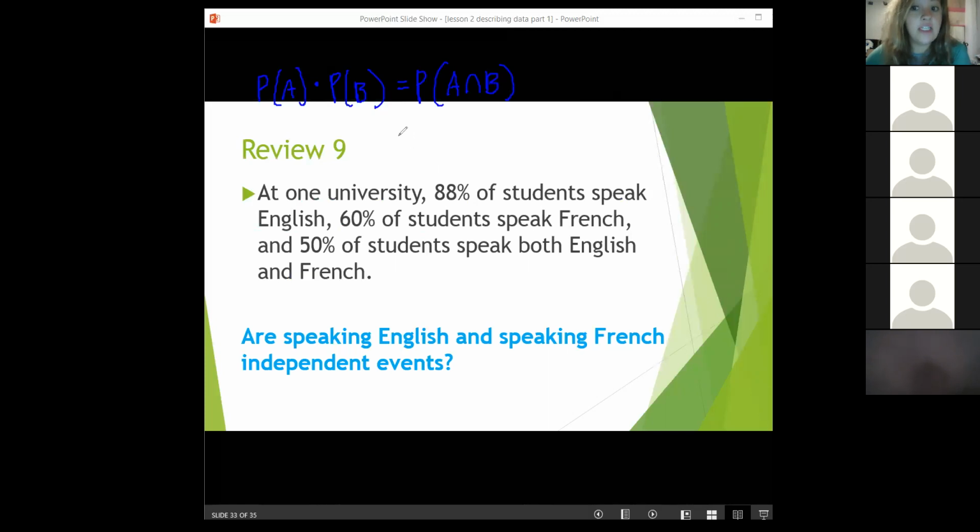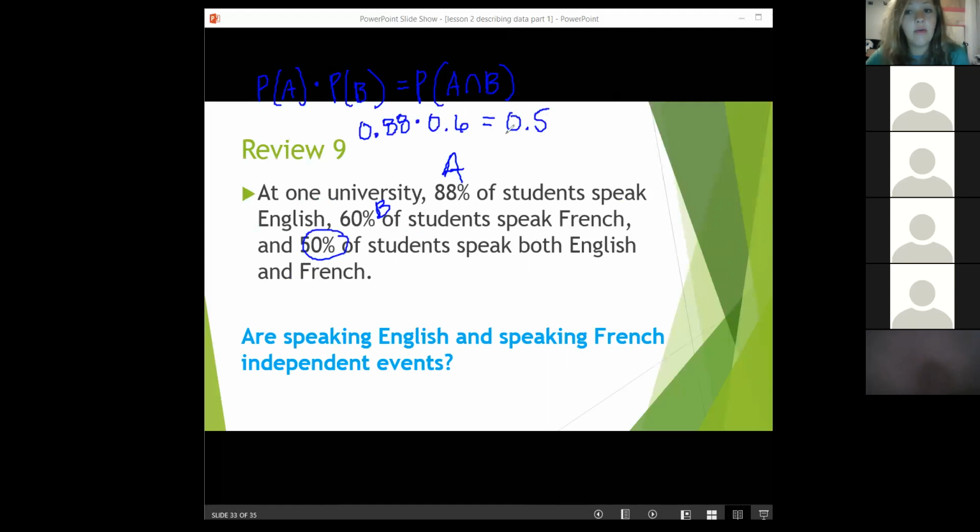Let's say that A is going to be English, and then this 60% is going to be B. So if we were to write that out, it would be 0.88 times 0.6. So that's probability of A times probability of B, which should equal the probability of A and B, which would be 50%, because 50% speak both English and French.